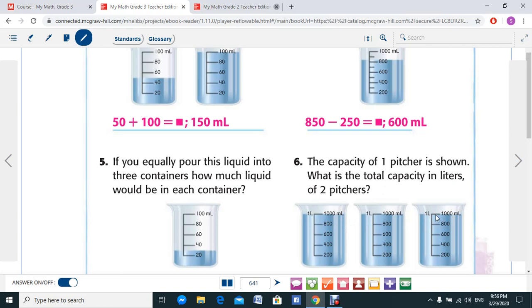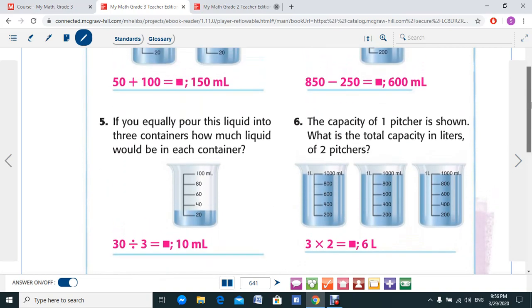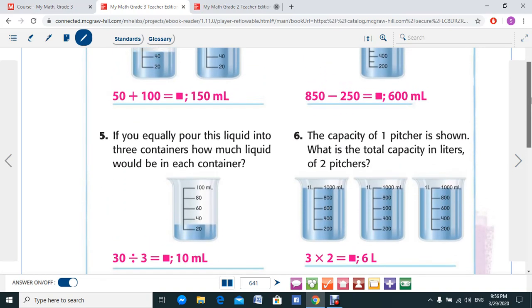And we said this before. 1 liter equals 1000 milliliters. Don't forget to write this in your book. What is the total capacity in liters of 2 pitchers? If one of them contains 1 liter, 2 of them will contain 1 plus 1, which is 2.